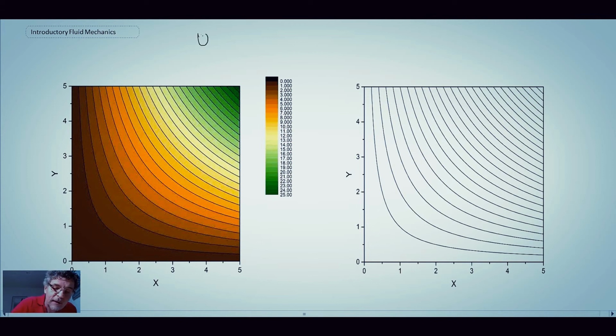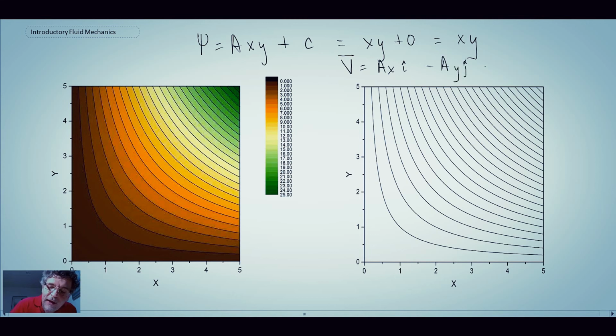But what you're looking at is the stream function axy plus c, where a is 1, so really it's just xy plus 0, so we're just looking at xy, and that would be the stream function. And so we're looking at the velocity field. If you recall, we had axi minus ayj, so plugging in our values, that is the velocity field of xi minus yj. And so those are the stream functions for that velocity field that we're looking at.